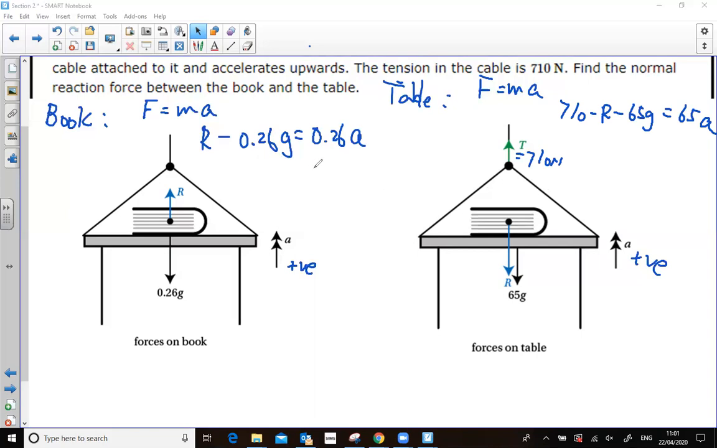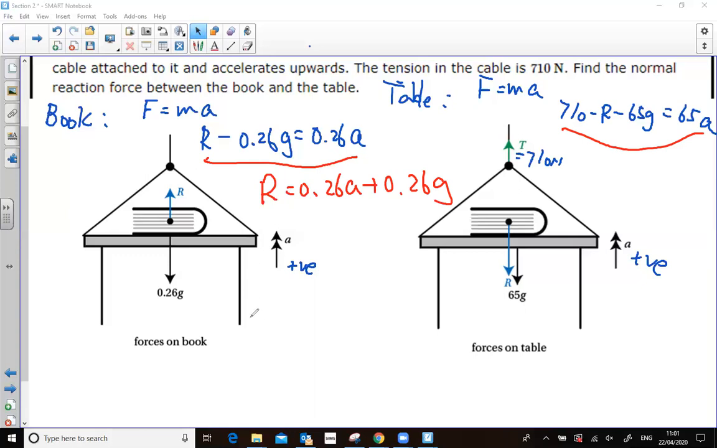So now, can you see in these two equations, G we know that's 9.8, and the only two unknowns will be R and A. So we can solve this simultaneous equation. Well, why don't we make R the subject in this equation? So R equals 0.26A plus 0.26G, and then substitute this into the second equation. So replace R with a new expression.